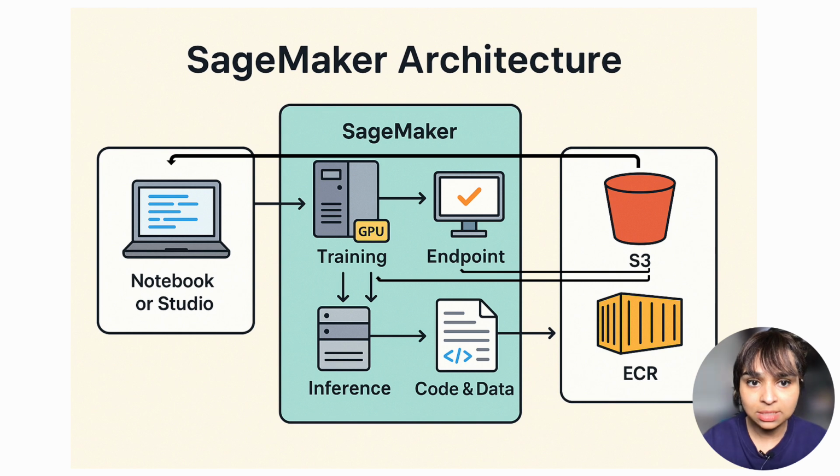So just to summarize this architecture, the Notebook Studio is where you write your code and test ideas, so a lightweight workspace. Training instance is a powerful machine launched on demand for training on your data set. Inference endpoint is basically where you deploy your model, always ready to make predictions. S3 is where you store your data and trained models, and ECR stores your training and inference logic in reusable containers like Docker. Okay, so that is what the SageMaker architecture looks like.